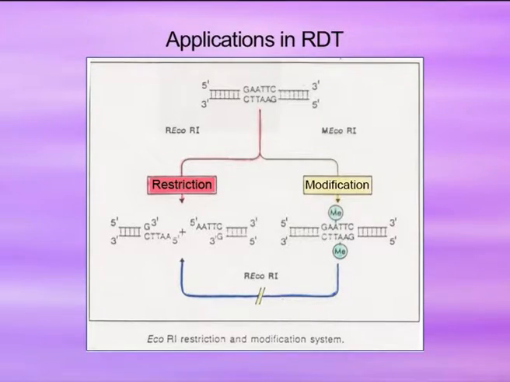Now let us move to why type II restriction enzyme is commonly used in recombinant DNA technology. Two main reasons. One reason is that the modification and the restriction endonuclease activity are carried out by two different enzymes, and as a result the restriction endonuclease enzyme can be used without modifying the target DNA. Whereas in type 1, both the activities, restriction and modification, were carried out by the same enzyme.